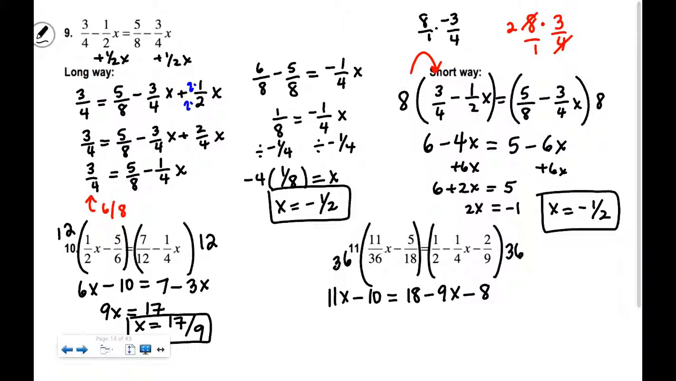Okay, check your first step. Did you get 11x minus 10 equals 18 minus 9x minus 8? That's exactly what I got. All right, so thumbs up if you got that. I only see Olivia with a thumbs up. Oh, maybe. Oh, yes, yes. Ethan has one. Okay, good.